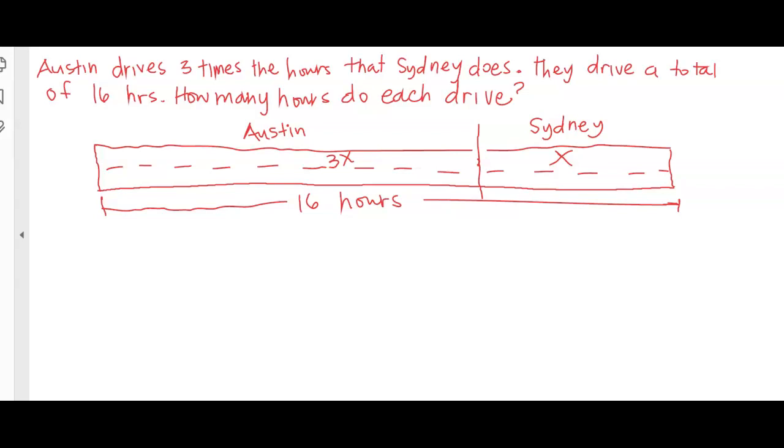Since this has the word total, and when you're trying to find something total or all together, that's telling you that you need to add things together. So we're going to have 3x plus x equals 16, because together they drive 16 hours. I'll combine my like terms, get 4x equals 16, and then divide by 4 to figure out what x is. And so x is 4 hours.